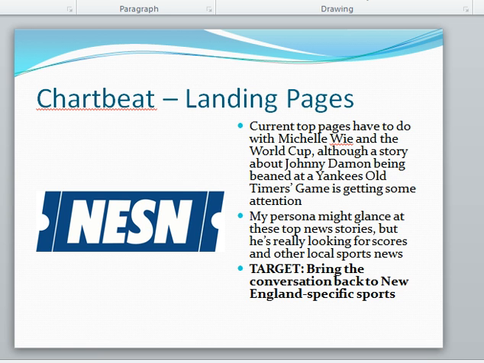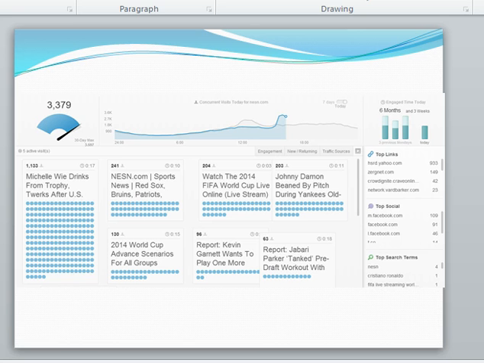What's the target? Let's bring the conversation back to New England specific sports, because if I'm not looking for New England specific sports, why am I on NESN? Why am I not on, say, ESPN, which is also a sports network and is one that isn't tied directly to New England? And here's Chartbeat.